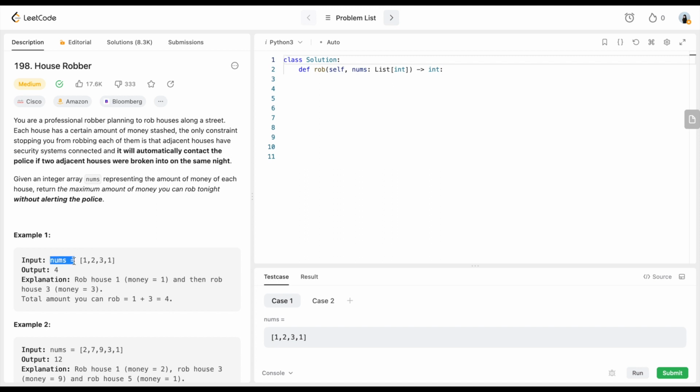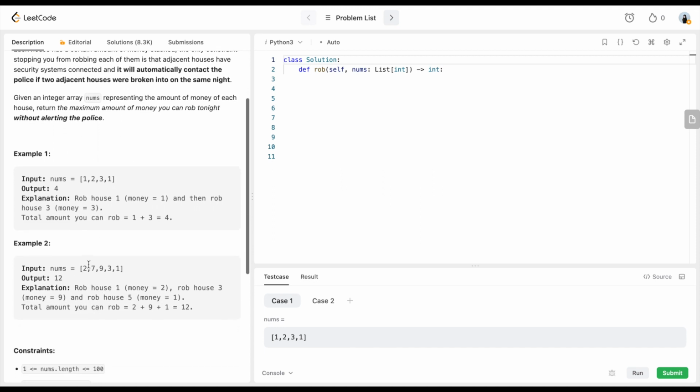So let's look at this question. Nums equals [1, 2, 3, 1], and if we rob house 1 and then house 3, 1 plus 3 equals 4, the total amount is 4. The alternative is robbing 2 and 1, which will give us 3, which is not the maximum amount of money we can get. Looking at example 2, if we rob houses 2, 9, and 1, we get a total of 12, but if we rob houses 7 and 3, we only get 10, so we rob 2, 9, and 1.